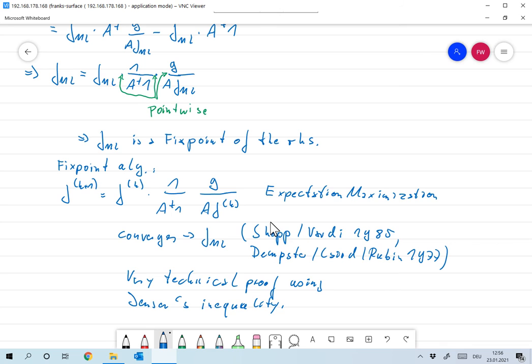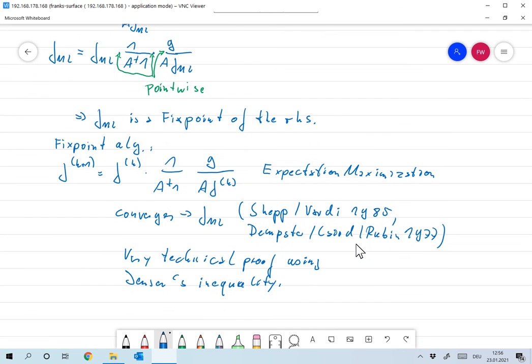And the proof that this actually converges in many cases was given by Shepp and Vardi in 1985. So maybe you now expect the proof, and I'm not going to give it. I'm going to give you a hint to the literature in the script. But again, I had one very technical proof today, and this one is even more technical. It's completely uninteresting. You just do the math. You apply Jensen's inequality. That's the only thing that comes up. And I think we don't have to do this at this point.